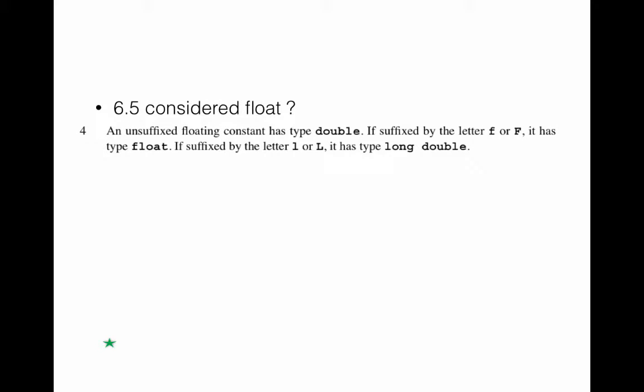Okay, let's see this simple rule. It says that if there is a floating point number which doesn't have any suffix, it is considered a double. This is the default. The default is double. And if it has something like F or L, then it will be float or long double, and we will go to this later. So 6.5 is a double.